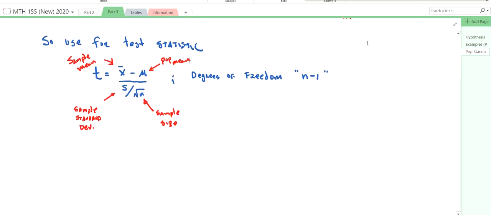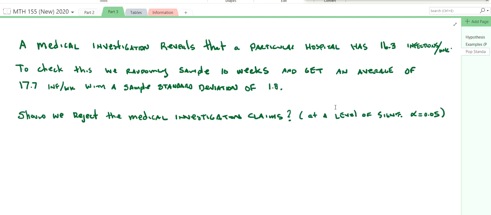So let's just jump right into an example. Okay, so here's our problem statement. A medical investigation reveals that a particular hospital has 16.3 infections per week. To check this, we randomly sample 10 weeks and get an average of 17.7 infections per week, with a sample standard deviation of 1.8. Should we, based on these results, reject the medical investigation claims? Let's use a level of significance of alpha equals 0.05.